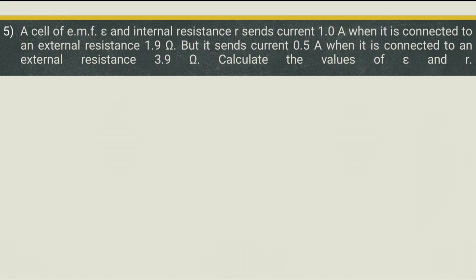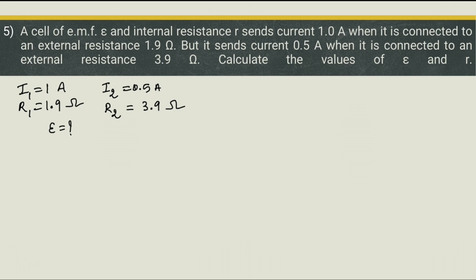Next question. A cell of EMF E and internal resistance r sends a current of 1 ampere when it is connected to an external resistance 1.9 ohm. So current is 1 ampere when external resistance is 1.9 ohm. Let me label this current as I1, external resistance is R1, and the current becomes 0.5 ampere if the external resistance is changed to 3.9 ohm. Find the value of EMF and internal resistance.